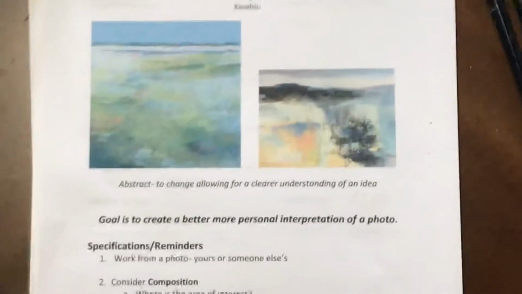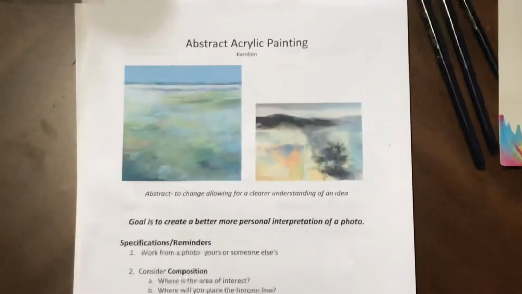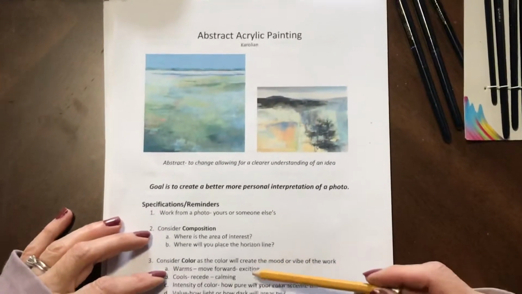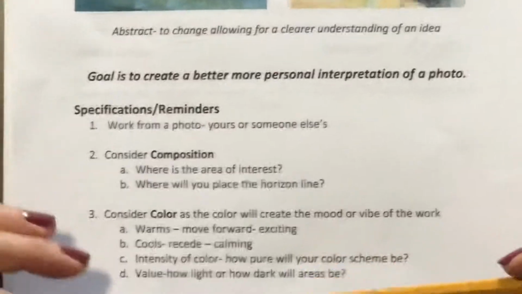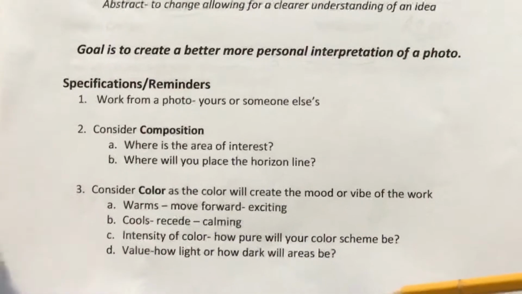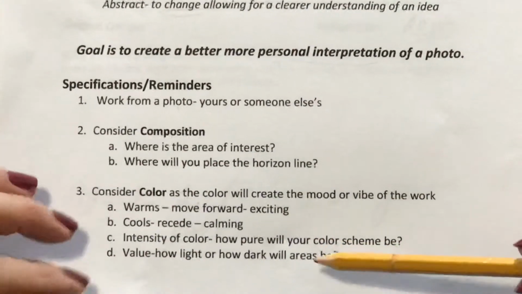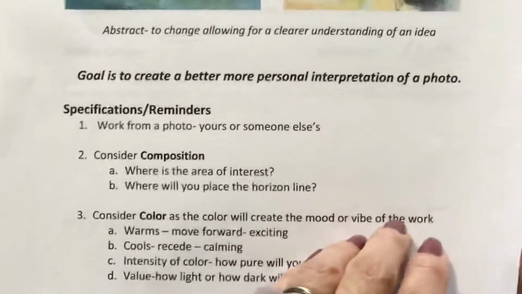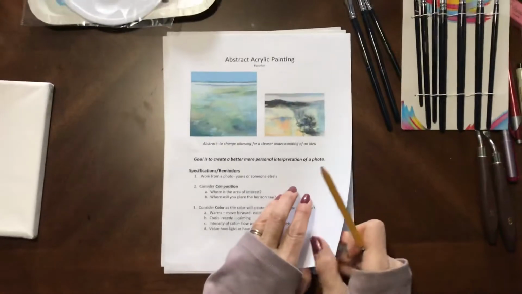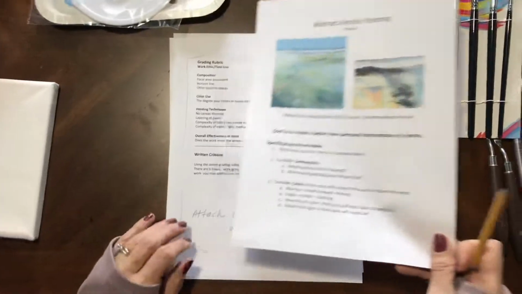So you work from a photo. You're going to make sure it's well composed. You're going to choose your colors very carefully, how warm or how cool you want things to be, how intense your colors are going to be, and how light or how dark different things are going to be. And I'll talk about that a little bit too when I show you the one that I did in class and then the one that I'm doing at home.